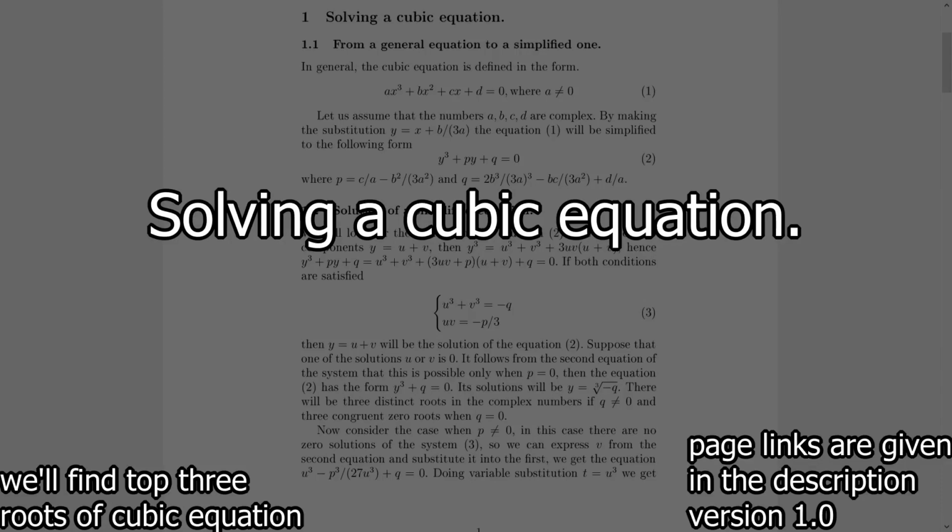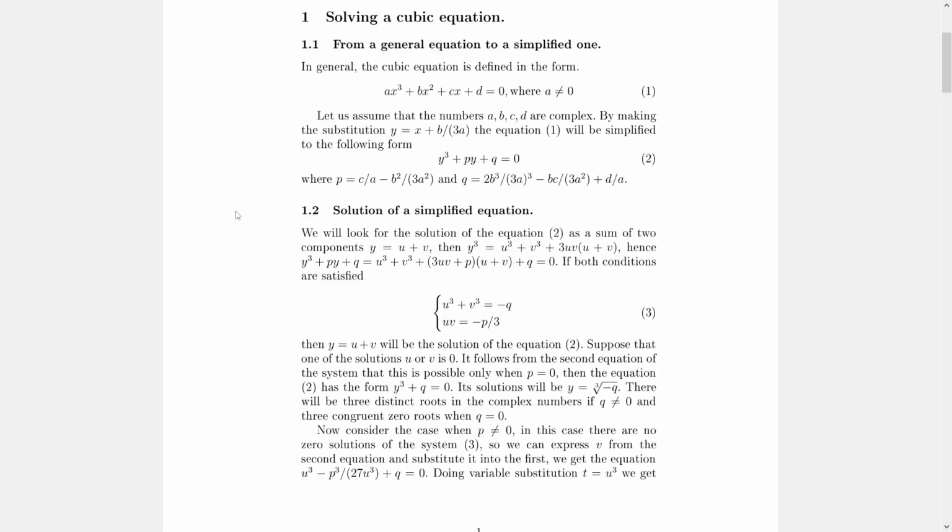Solving a cubic equation. From a general equation to a simplified one. In general, the cubic equation is defined in the form a multiplied by x cubed plus b multiplied by x squared plus cx plus d equals 0, where a is not equal to 0. Let us assume that the numbers a, b, c, d are complex.